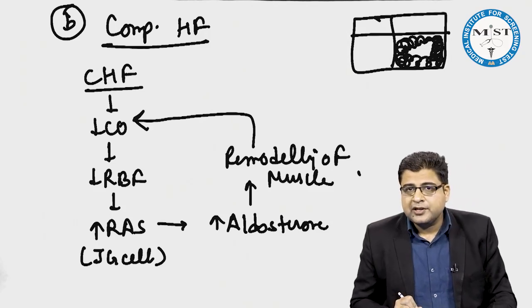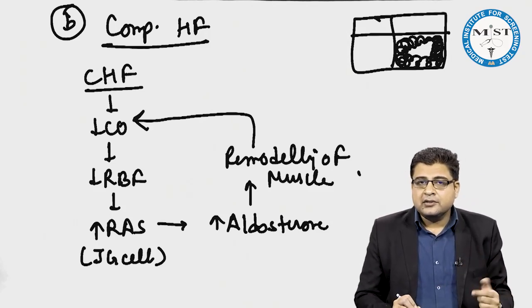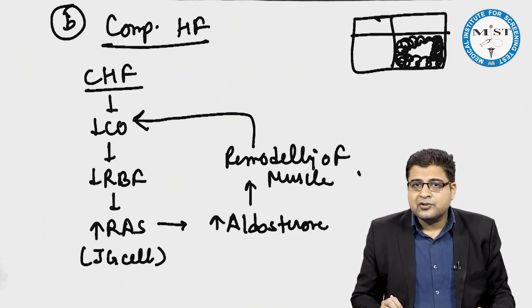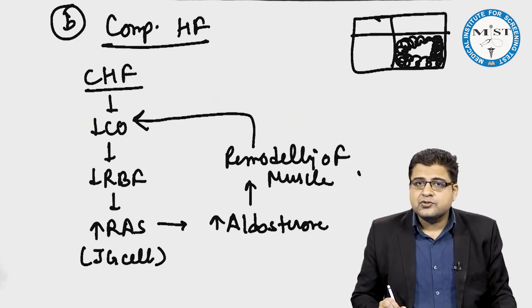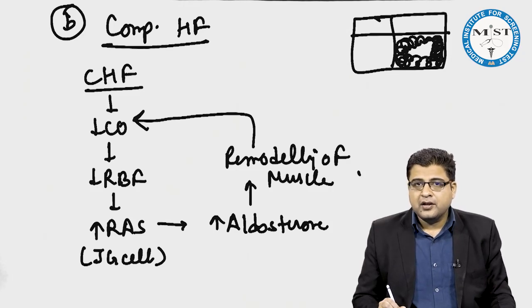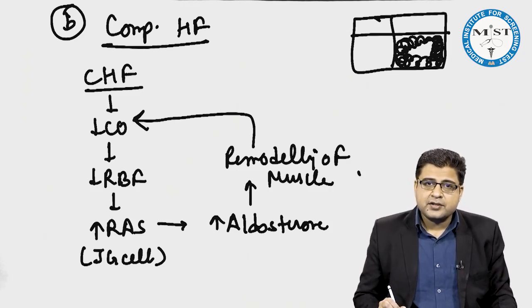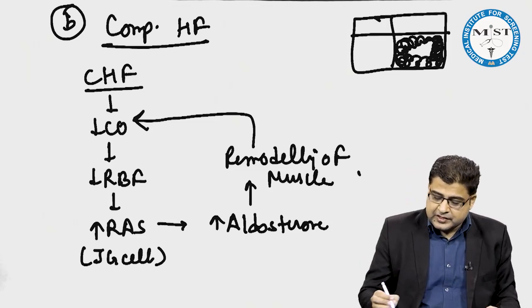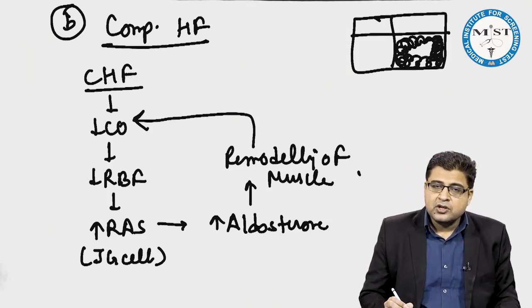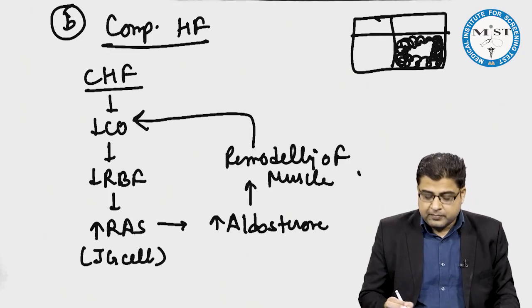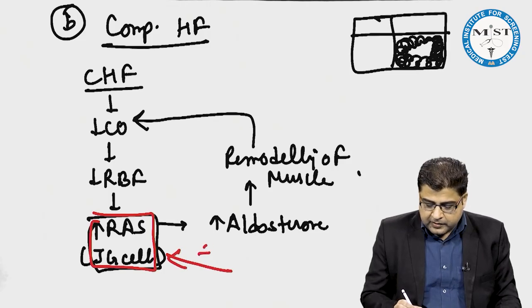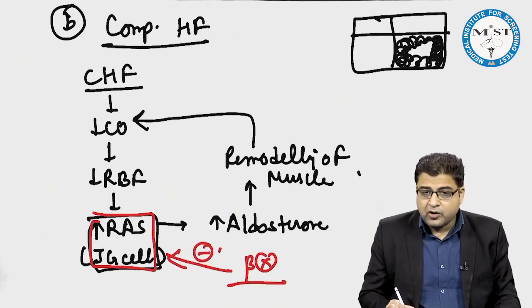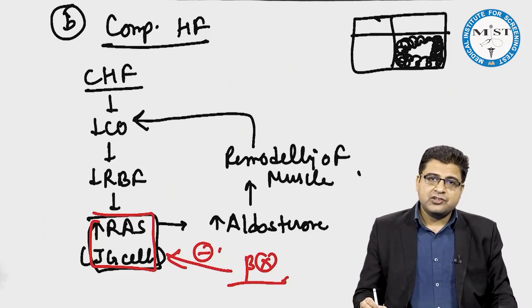And if this cardiac output is reduced, this cycle will restart, and this will cause more remodeling until and unless the patient dies. Right? So this process of remodeling should be stopped or prevented. And this is done by beta blockers, because beta blockers block JG cells. On the surface of JG cells, we have beta 1 receptors. So beta blockers block these JG cells, and by blocking them, beta blockers can prevent this process of remodeling.